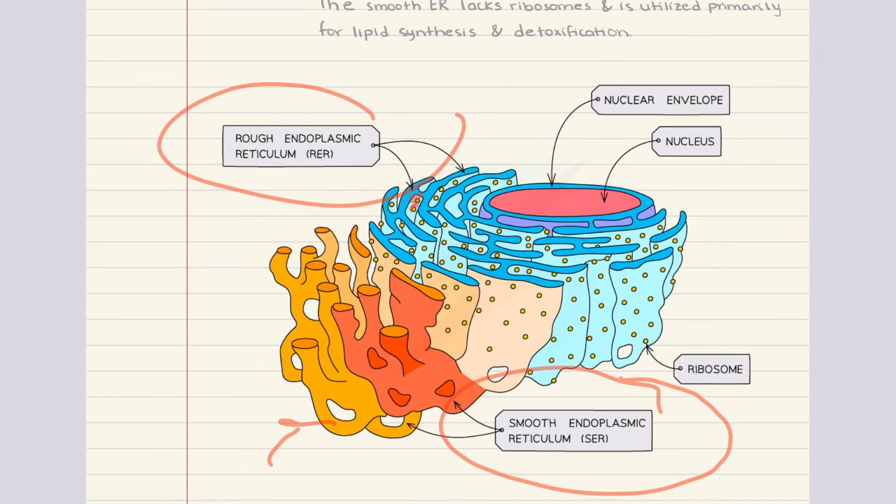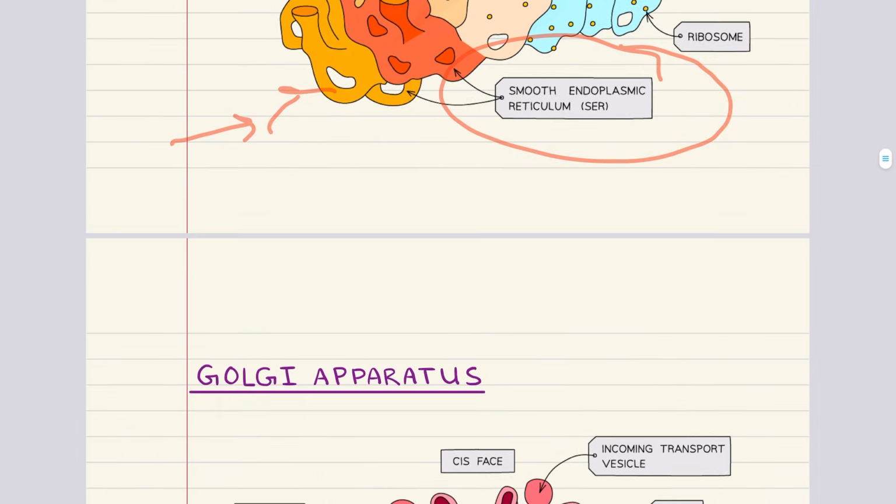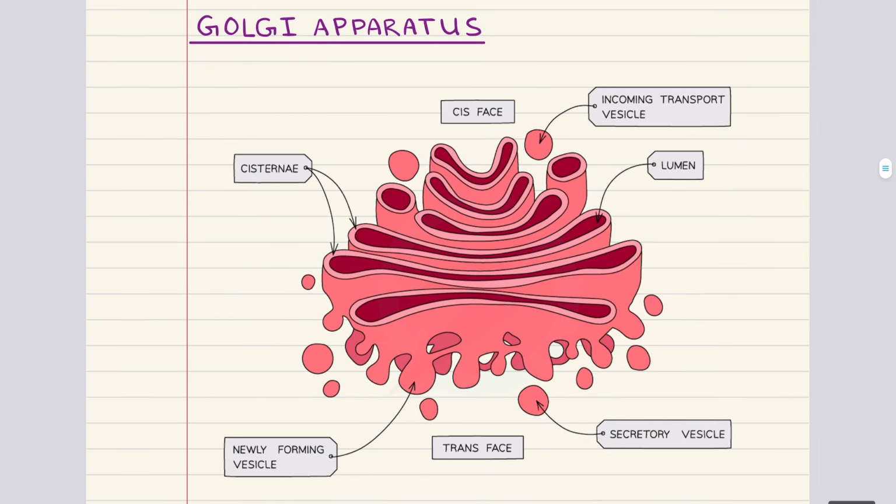Now, while the smooth ER does not synthesize proteins itself, it does play a key role in transporting proteins that were synthesized by the rough ER. And these proteins are packaged and directed towards their next destination, which, you guessed it, is the Golgi apparatus.